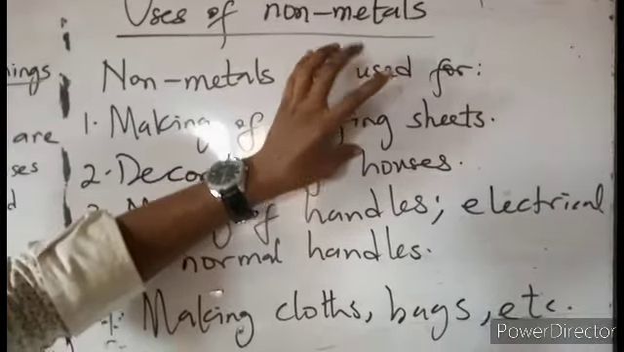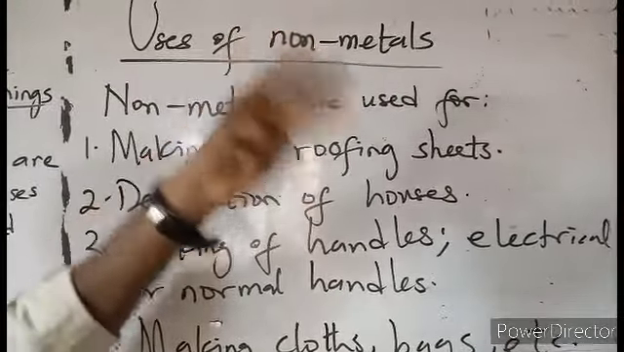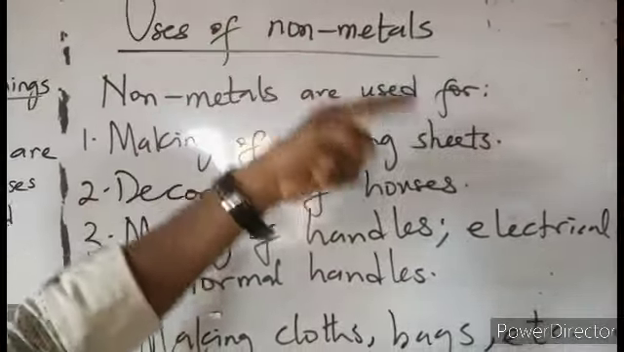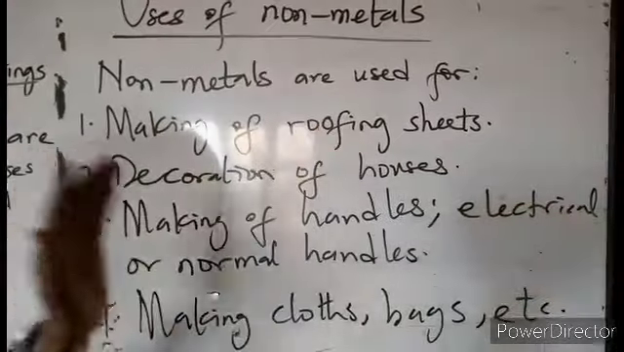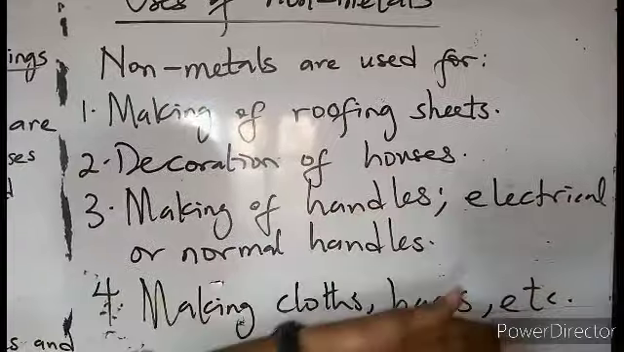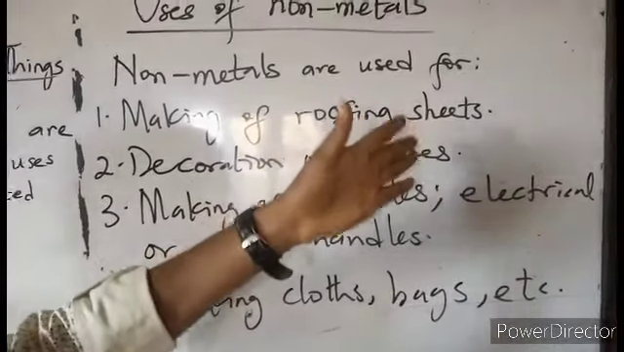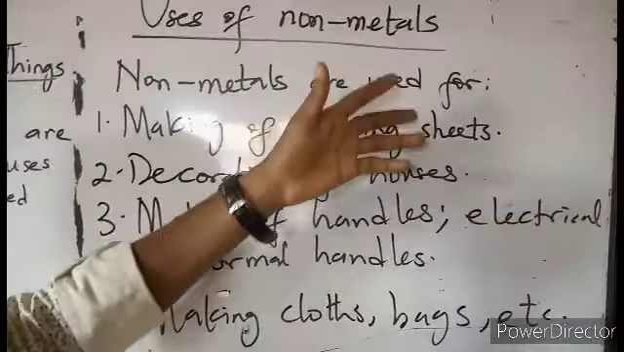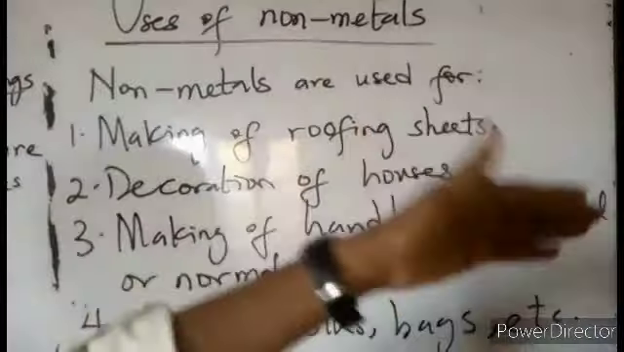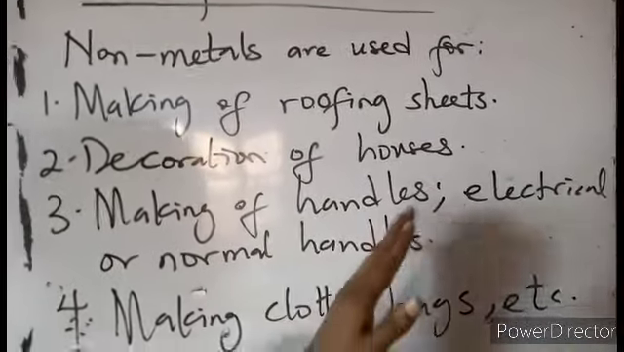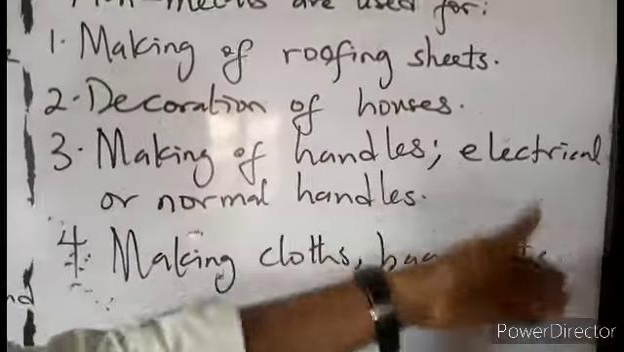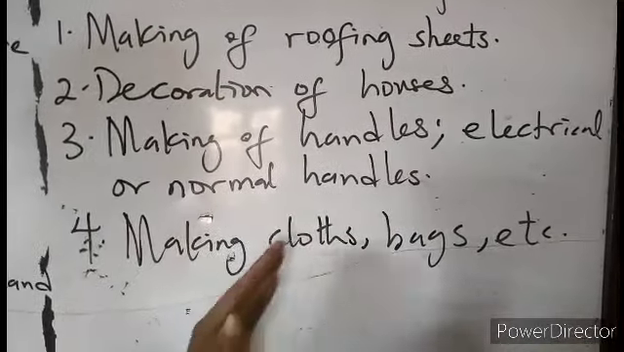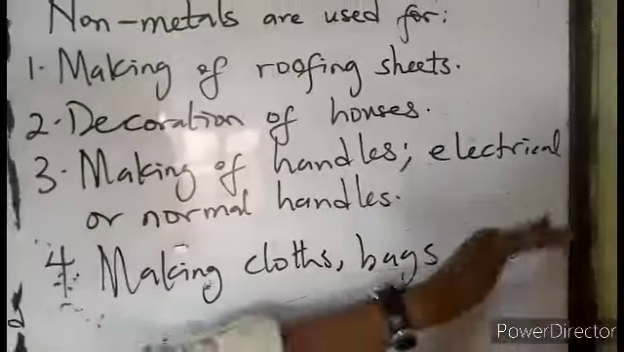They are non-metals. They are used with what? Cement, sand, and what? And stone. So they use it to make this type of roofing sheet. Decoration of houses, they use non-metals. That is talking about the marble, the POP, and other decorating materials. Making of handles, electrical or non-electrical handles, they can use non-metal to construct the handles of things. Making of clothes, bag, and so on.